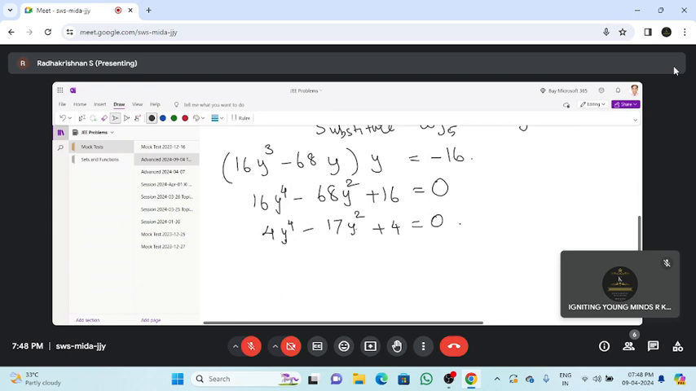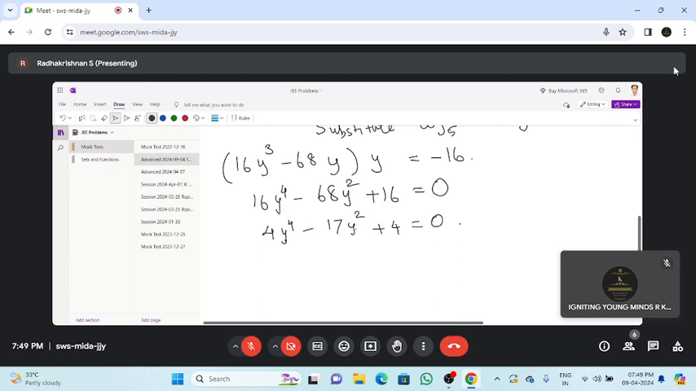Sir, y square is equal to 1 or 16, sir. No, sir. Sorry, sir, I can't hear what you are saying. Why don't you type it in the chat? You can type it. Tell me what you got for y square equal to.